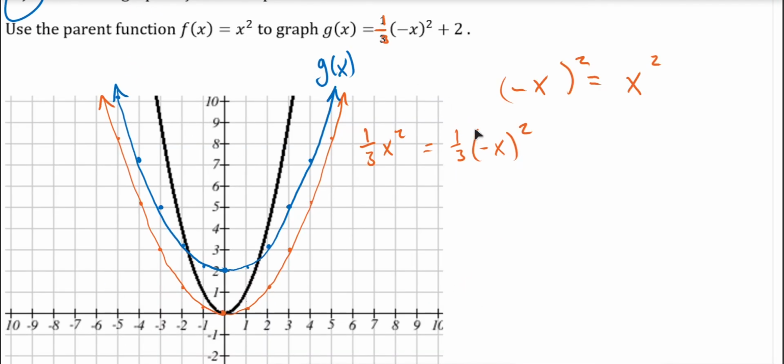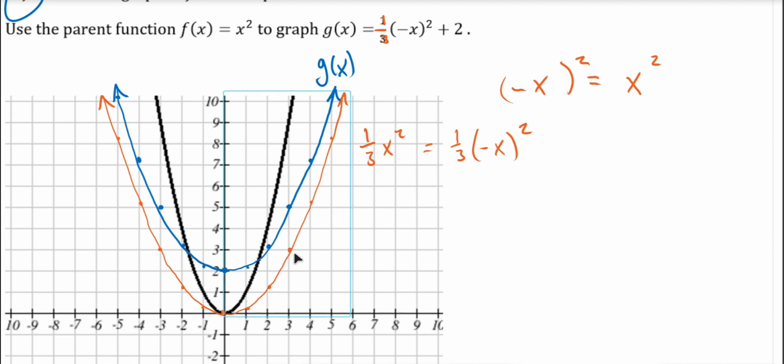Here I've drawn one intermediary to show that if we take minus x and we square it, we just get x squared. A negative times a negative is a positive. And so as such, nothing really happens there if I go from 1/3 x squared to 1/3 minus x squared. These are the same graph. Now, what will 1/3 look like?